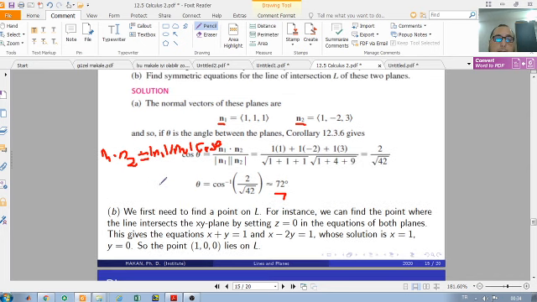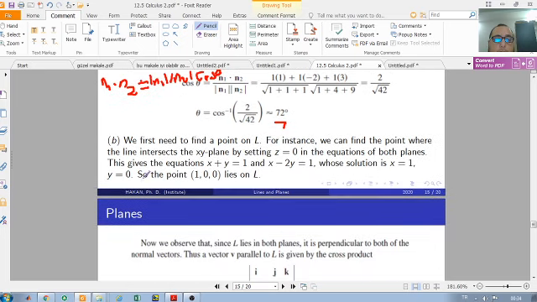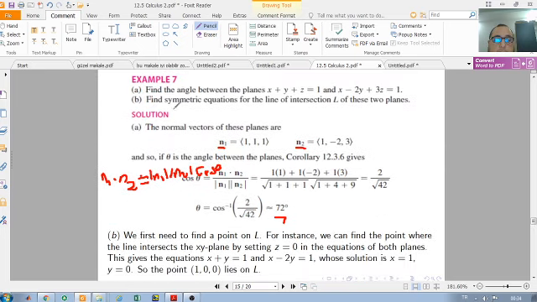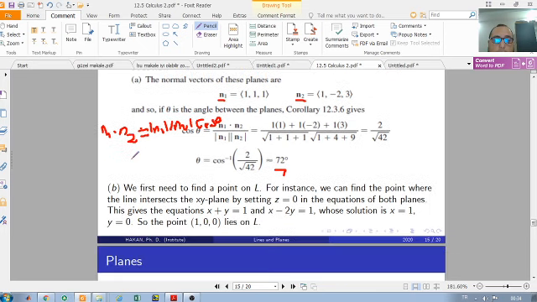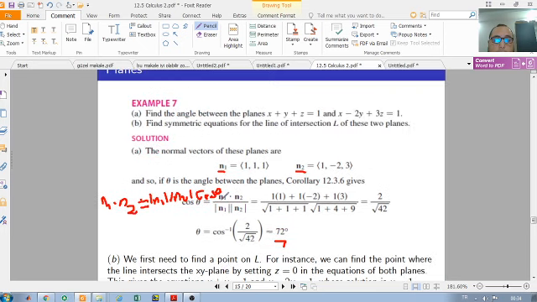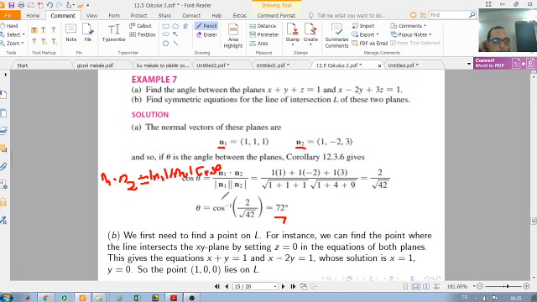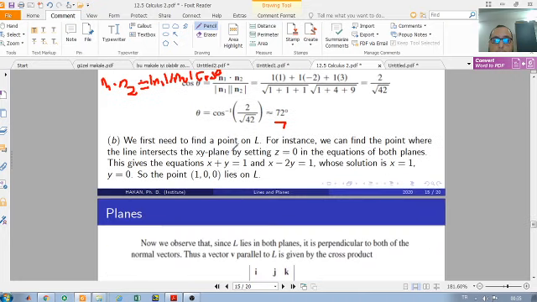In order to find the angle for the planes which are not parallel, it is enough to find the angle between the normal vectors. So for the second question, we need to find first a point on L to find an equation or symmetric equations of the line. First, we have to find at least one point on this line.